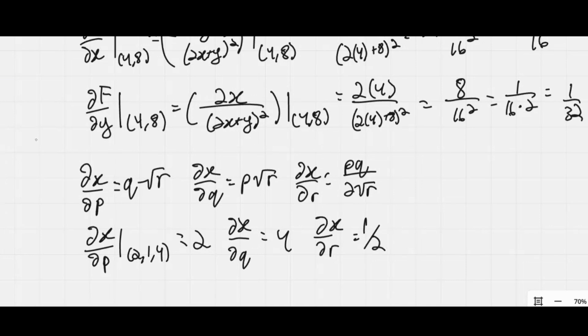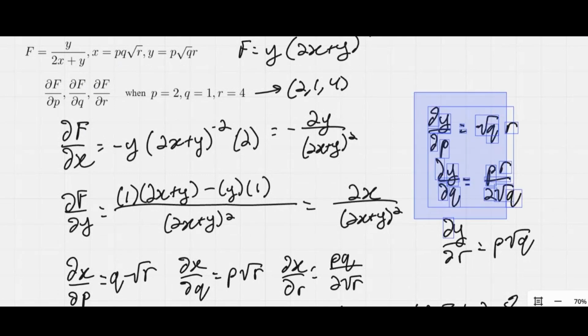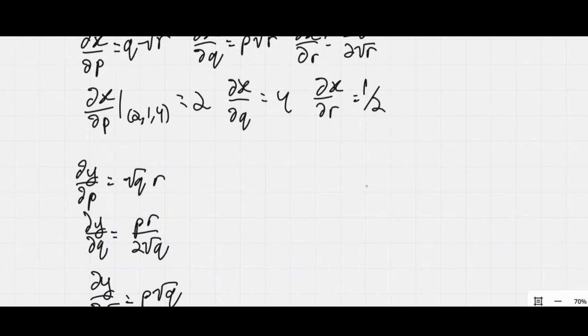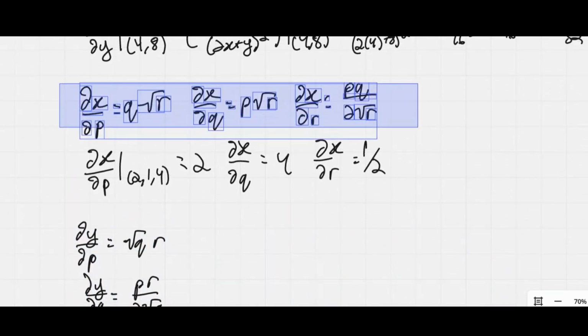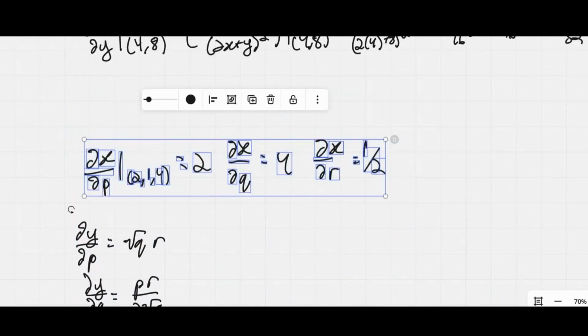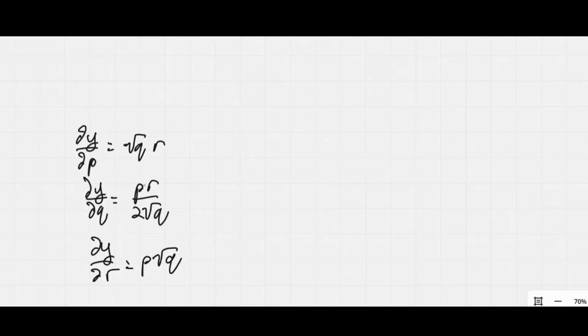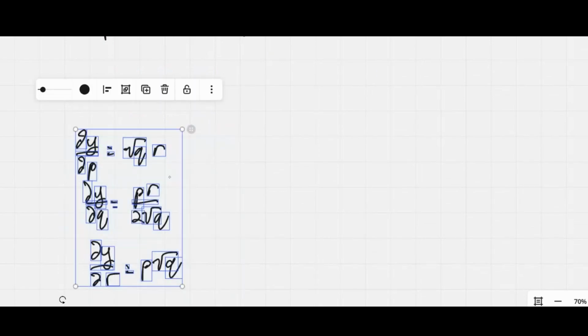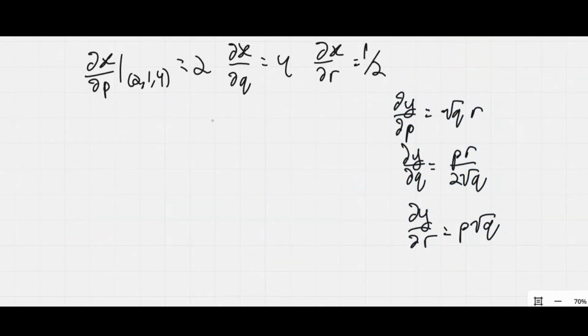All right, let's do the same for y now. We're recalling our expressions for y. Actually, we can realistically delete this because it's kind of redundant. So I'm going to delete this and move this up a little bit, and recall our expressions for y. Let me paste that in over here. And so what is going to be del y over del p at 2, 1, 4? Well, that's simply going to be equal to 1 times 4, which is just 4.